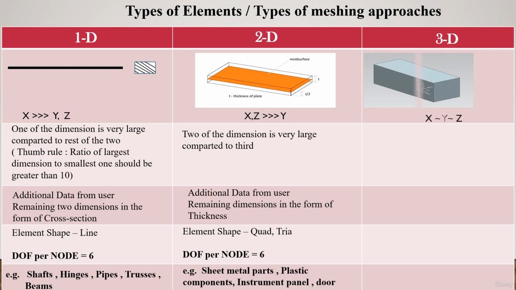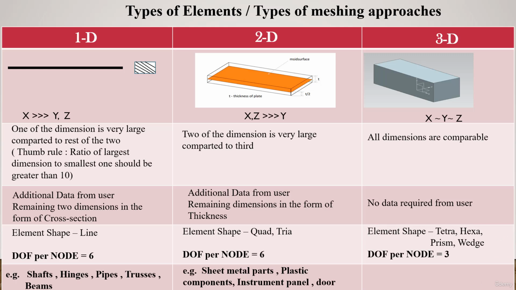In case of 3D meshing, whenever we have all the dimensions comparable, then we will have to go for 3D meshing. Since in the meshing or the discretization itself, we are describing all three dimensions, in case of 3D meshing we don't require any additional data from the user. In case of 3D, the element shapes include tetra, hexa, prism and wedge. But interestingly, the degrees of freedom per node for the 3D element is only 3.